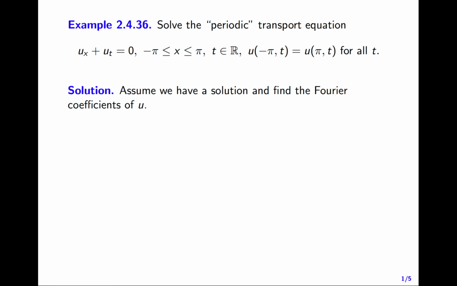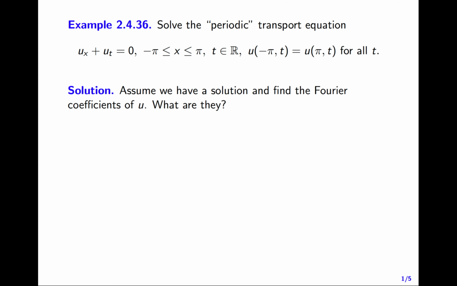So as usual, we'll assume we have a solution to this problem, and we'll find the Fourier coefficients of u. That is, we'll work backward, and then once we have the Fourier coefficients for u and a possible formula for u, we'll see if that formula makes sense and is continuous and differentiable.